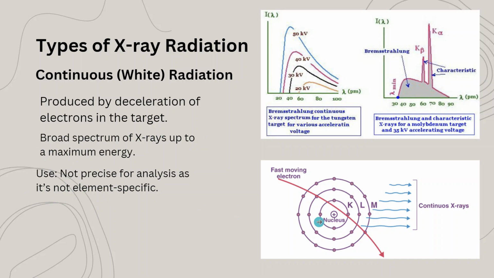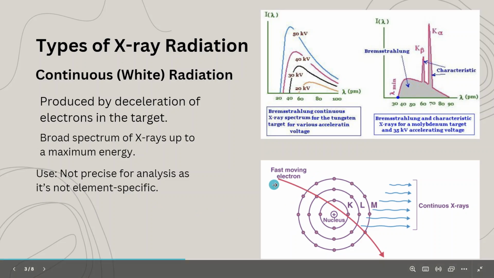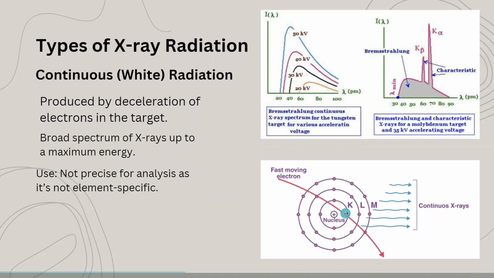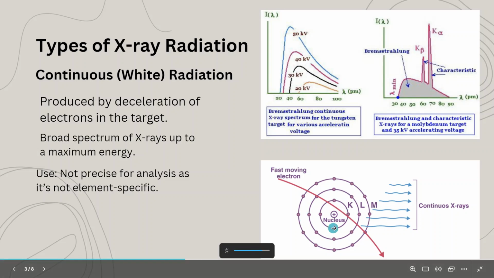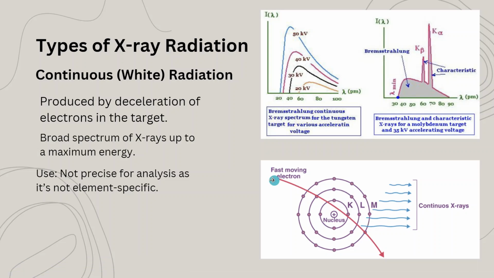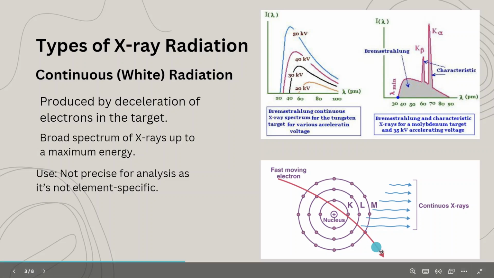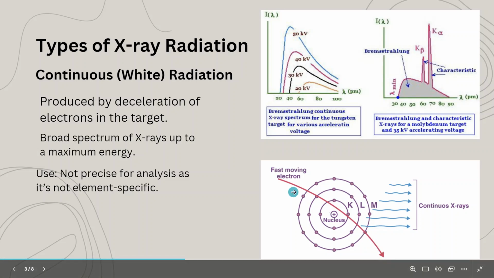Fast moving electrons lose their energy when they pass by the nucleus, and the energy lost is continuous. They come and continuously lose energy, so it forms a continuous spectrum. This is continuous X-rays. Different energies will be radiated out, so this will form a continuous spectrum like this.